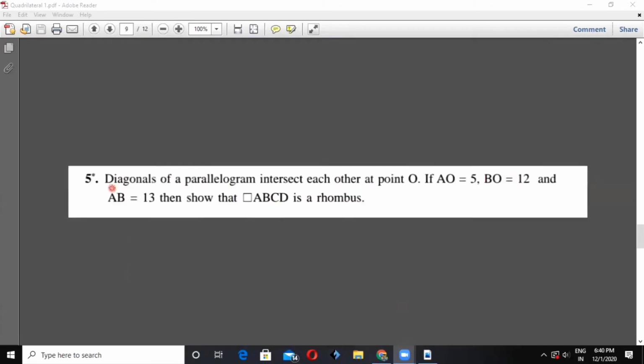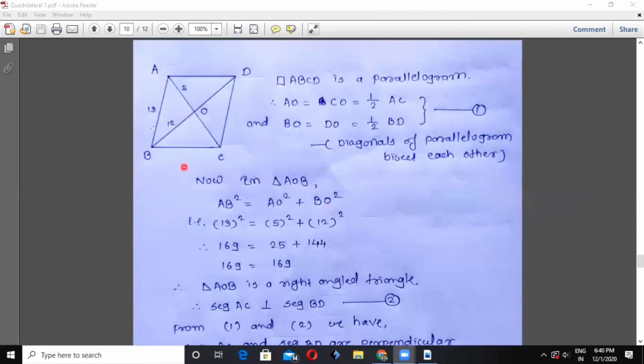Fifth question is, diagonals of a parallelogram intersect each other at point O. If AO is 5, BO is 12 and AB is 13, then show that quadrilateral ABCD is a rhombus. So initially it is given that quadrilateral ABCD is a parallelogram. So we draw a diagram, that is ABCD is a parallelogram.